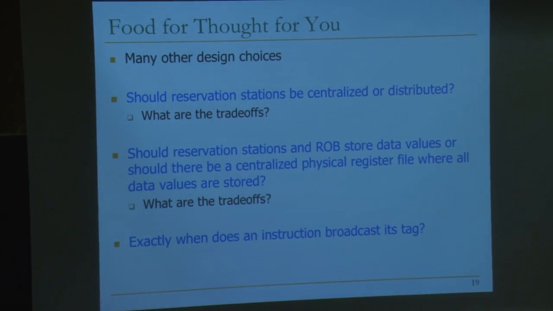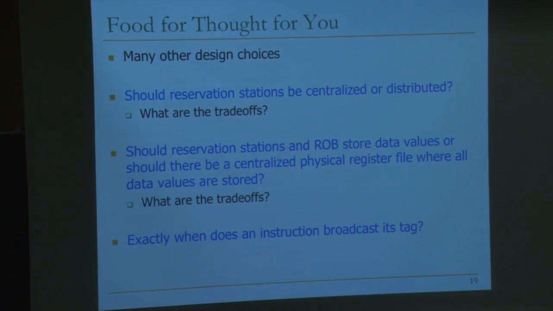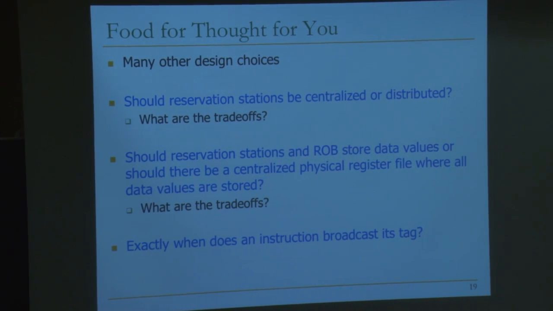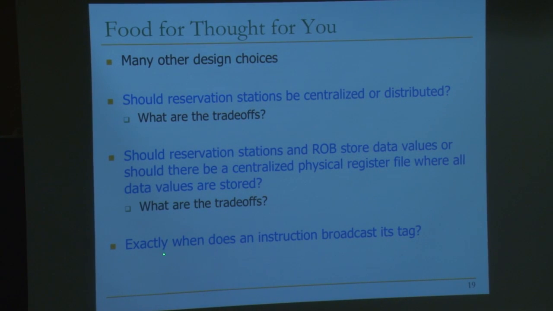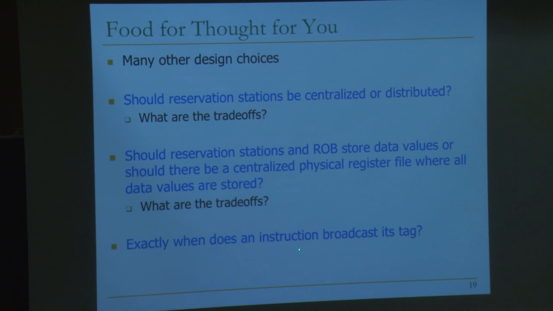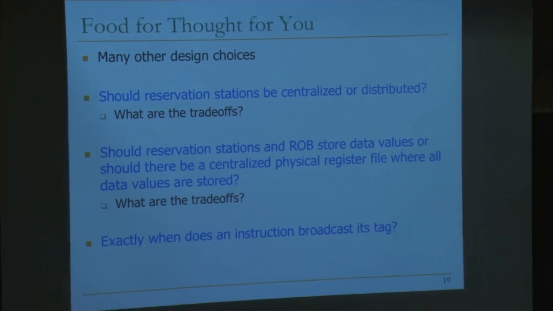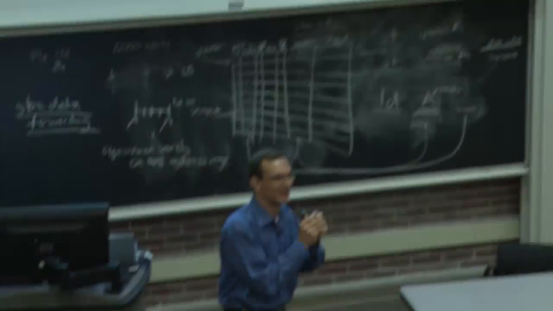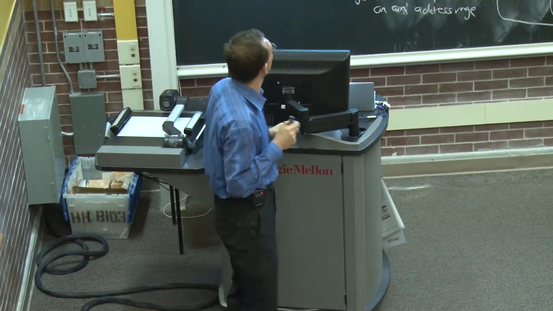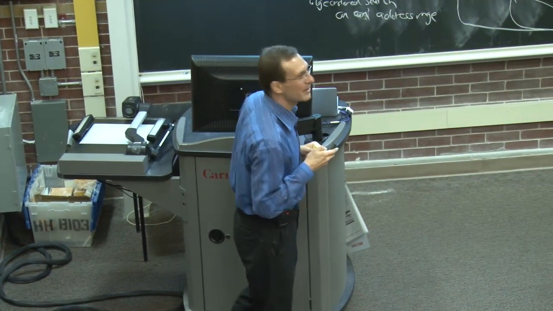Anyway, I think I've covered a lot of these details, but there are a lot of interesting design choices you have. And I think I've answered this question earlier. Exactly when does an instruction broadcast this tag? It doesn't broadcast it when it actually produces the value. It broadcasts it earlier, right? So that you can schedule the dependent instructions such that they can get the value from the forwarding paths.